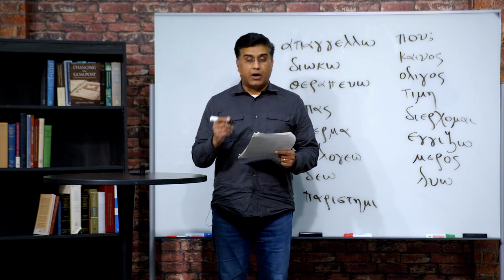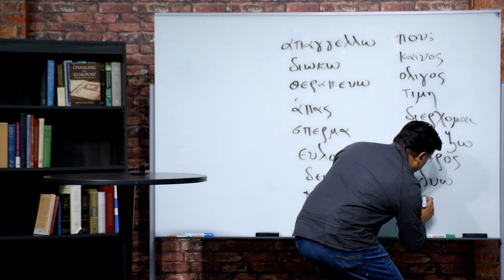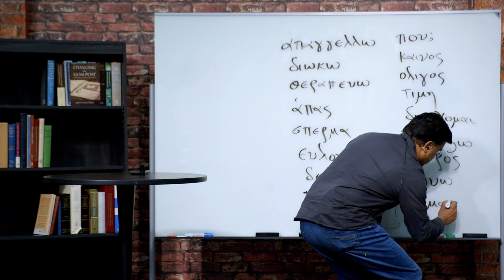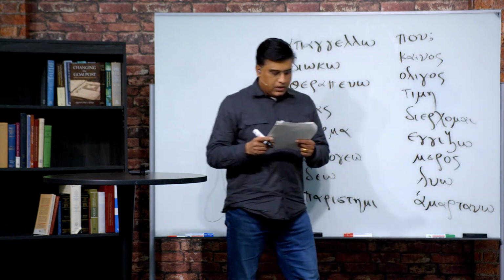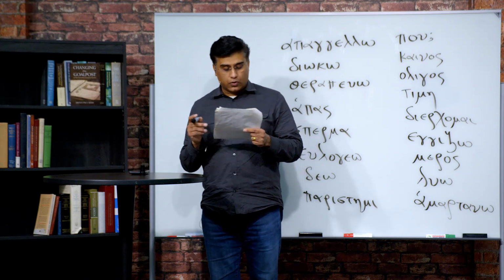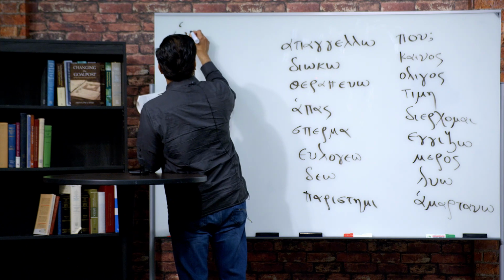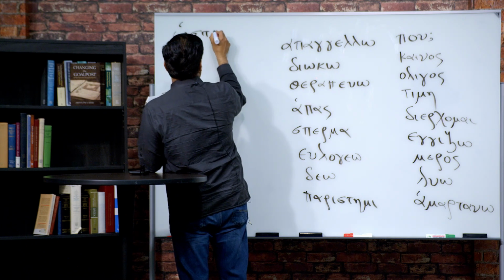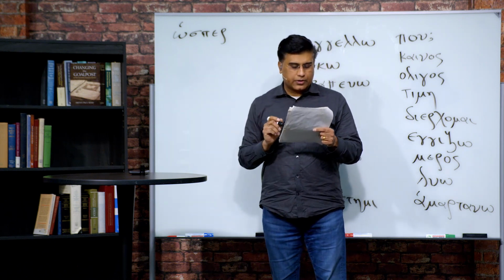Hamartano. Hamartano is to sin or I sin. Hamartano is to sin. Hosper is as or even as. Hosper has a rough breathing. As or even as.